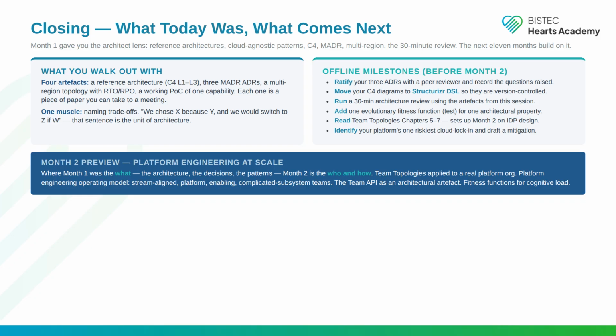12 months from now, you will have the artifact set that an architecture review board expects to see from a senior architect. The artifacts are the visible output. The muscle, naming the trade-off, writing the reversal condition, asking the next question, is the part they cannot take from you.